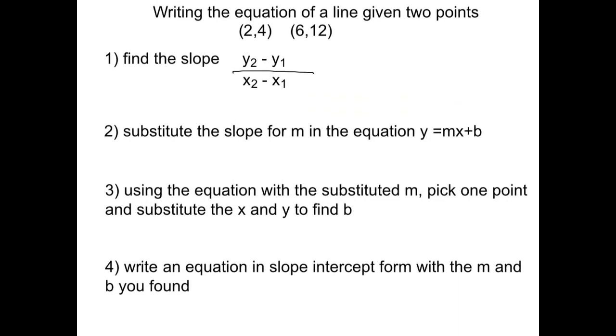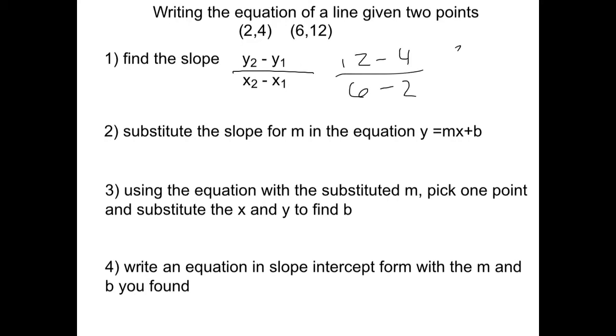When you're given 2 points and you're asked to write the equation of a line that goes through those 2 points, there will be one line and only one line that goes through those 2 points. So when you're asked to write the equation, your first step is to find the slope, and you're going to find the slope using your slope formula, which is y2 minus y1 over x2 minus x1, or the change in the y values over the change in the x values.